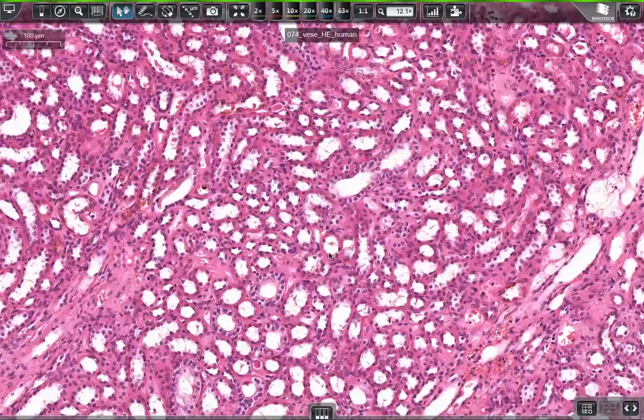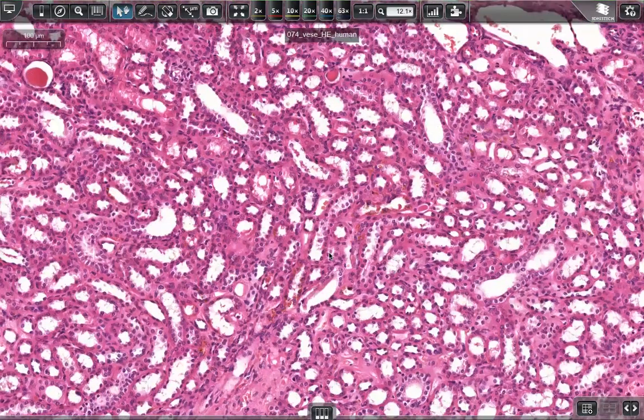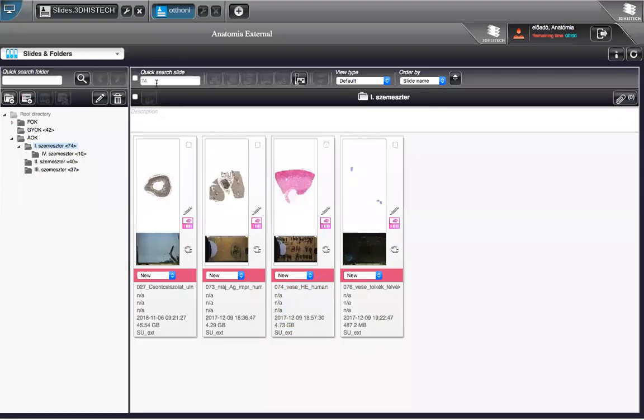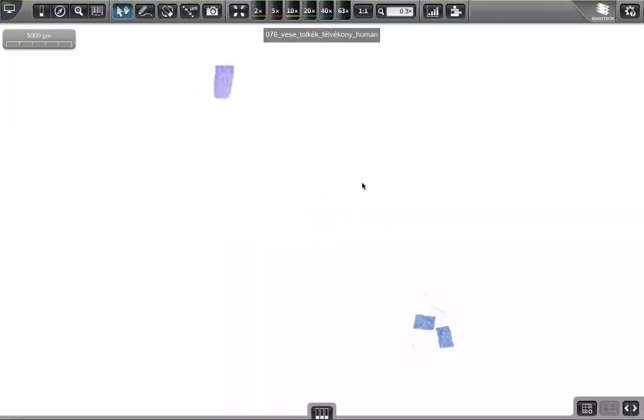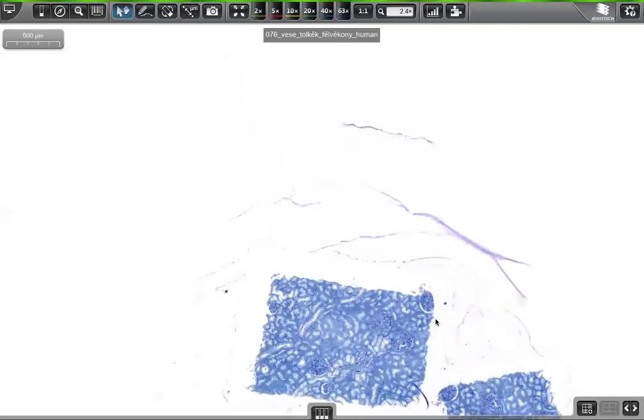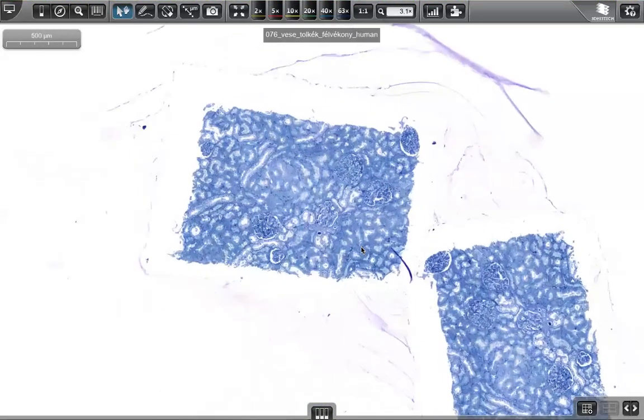Okay, we have another section from the kidney, the semithin. It's a toluidine blue section. Look at this first. That's for the cortical areas.